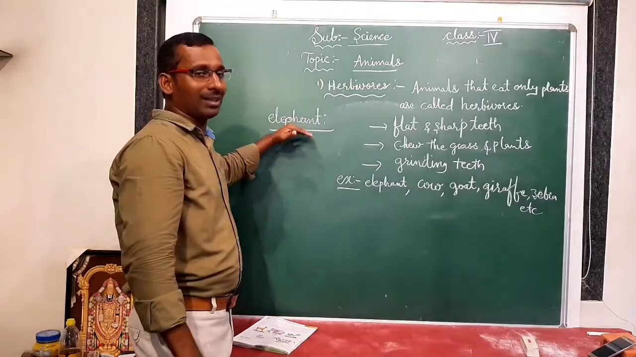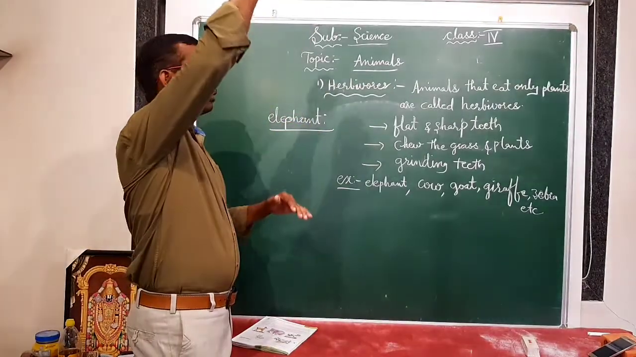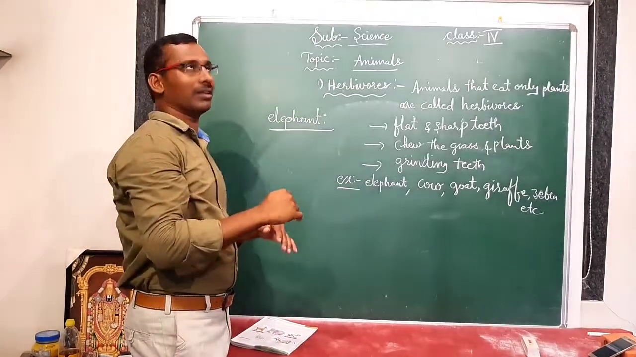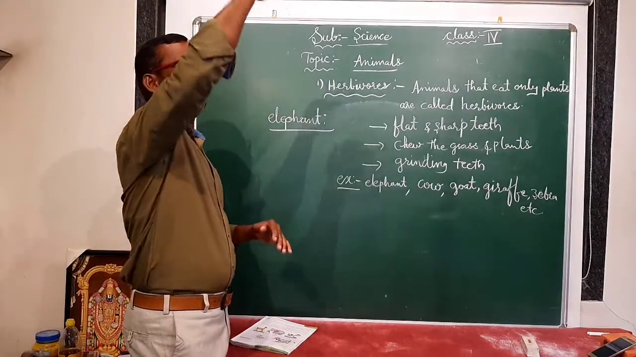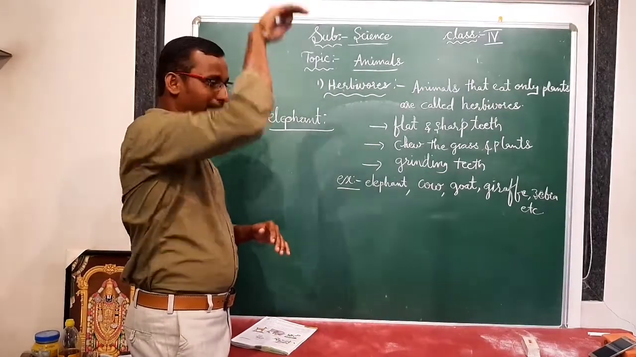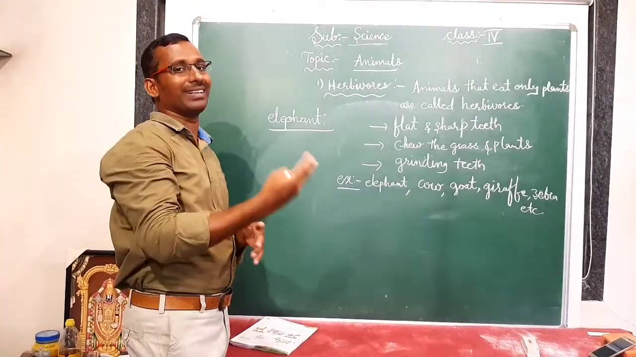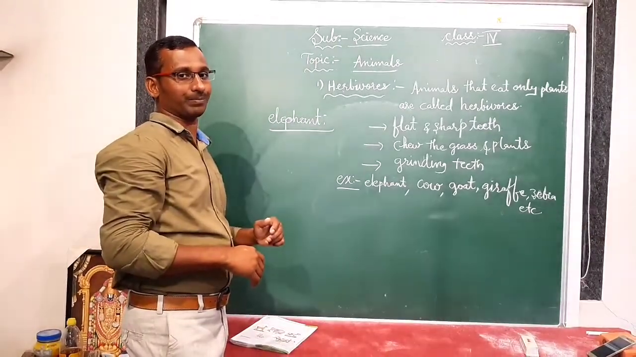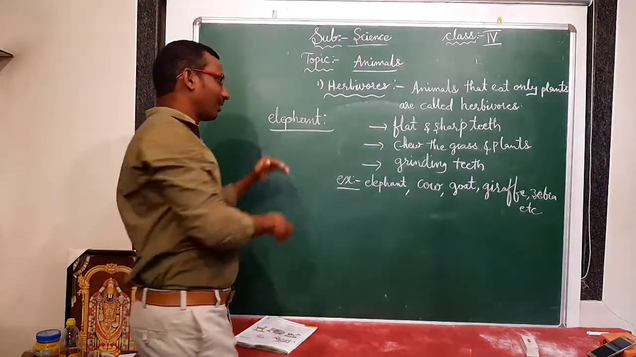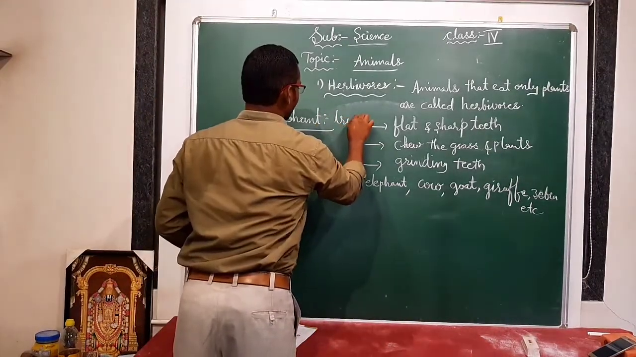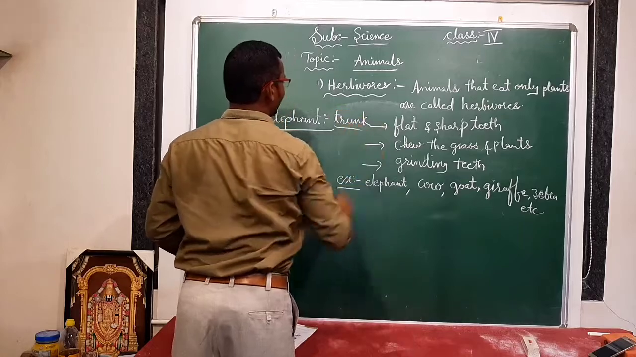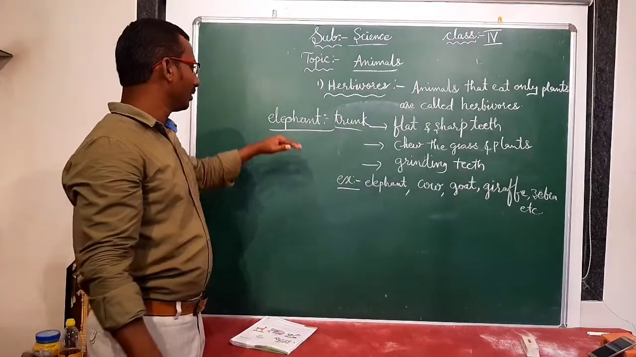With the help of the long trunk, they can bend big trees. Some tall trees are there. With the help of the trunk, they can bend them, or they can break down the branches of trees, and after that they will eat the leaves. This is the trunk, the special feature, the special character of the elephant.